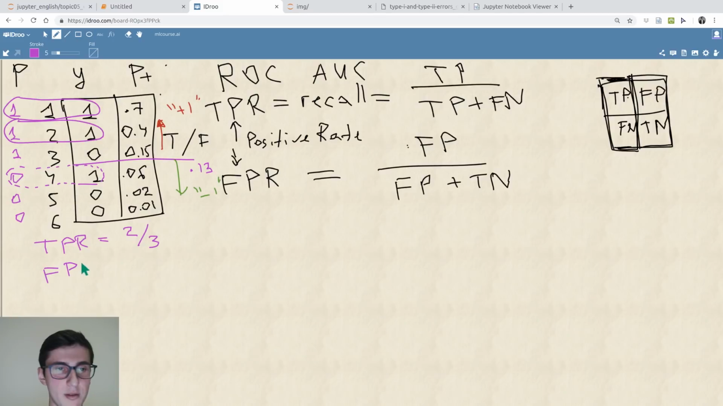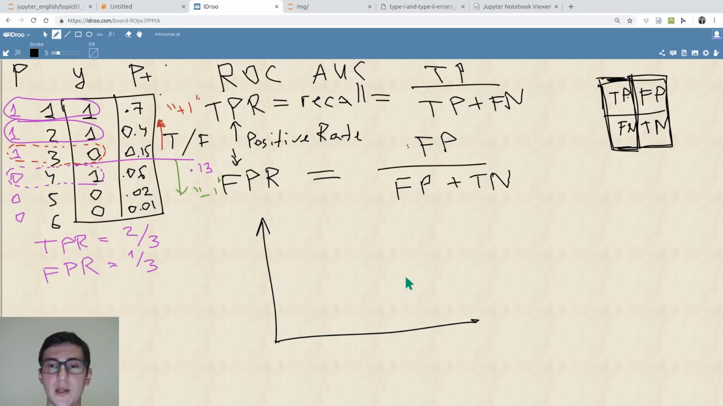What about false positive rate? This actually calculates the share of false positives. So let's calculate false positives. These are the cases when the real target is 0, but we predict 1. So we've got one such case. Here we predict 1, but the real label is 0. So we've got false positive rate of 1/3. Okay, and so if you vary the value of this threshold, you'll have different values of true positive rate and false positive rate, and you'll have some curve.